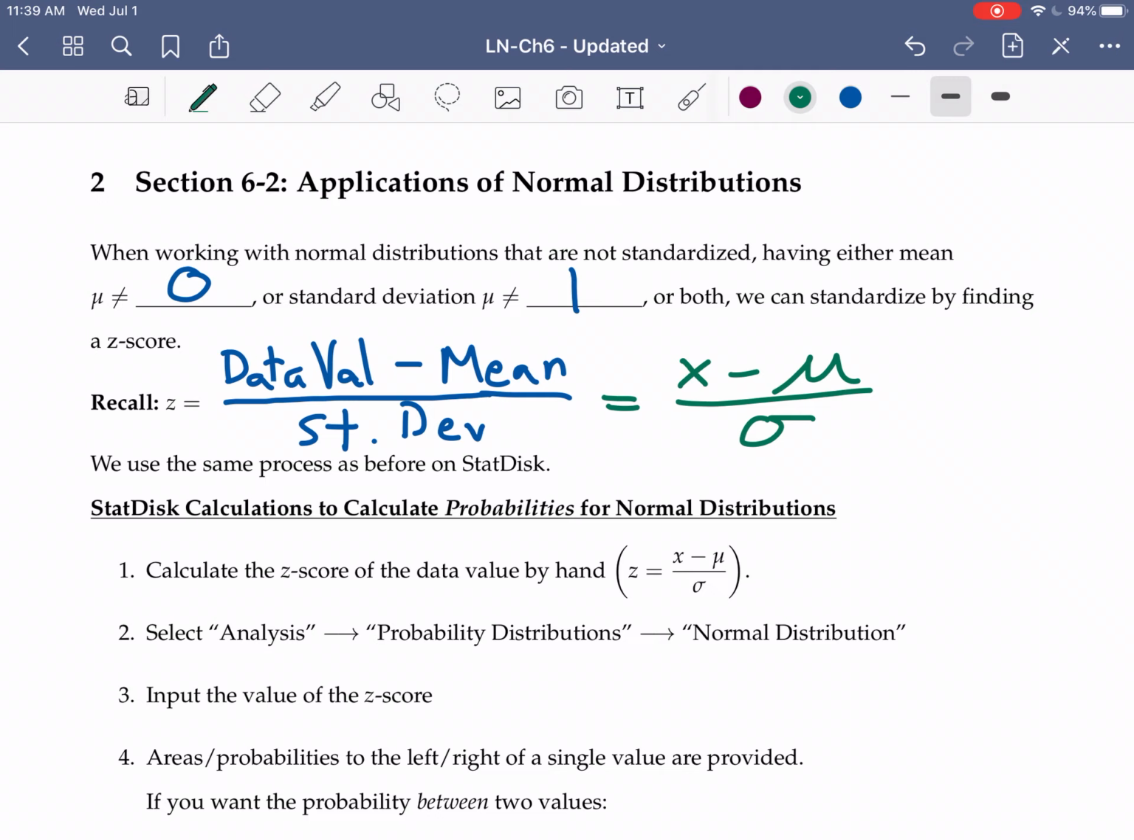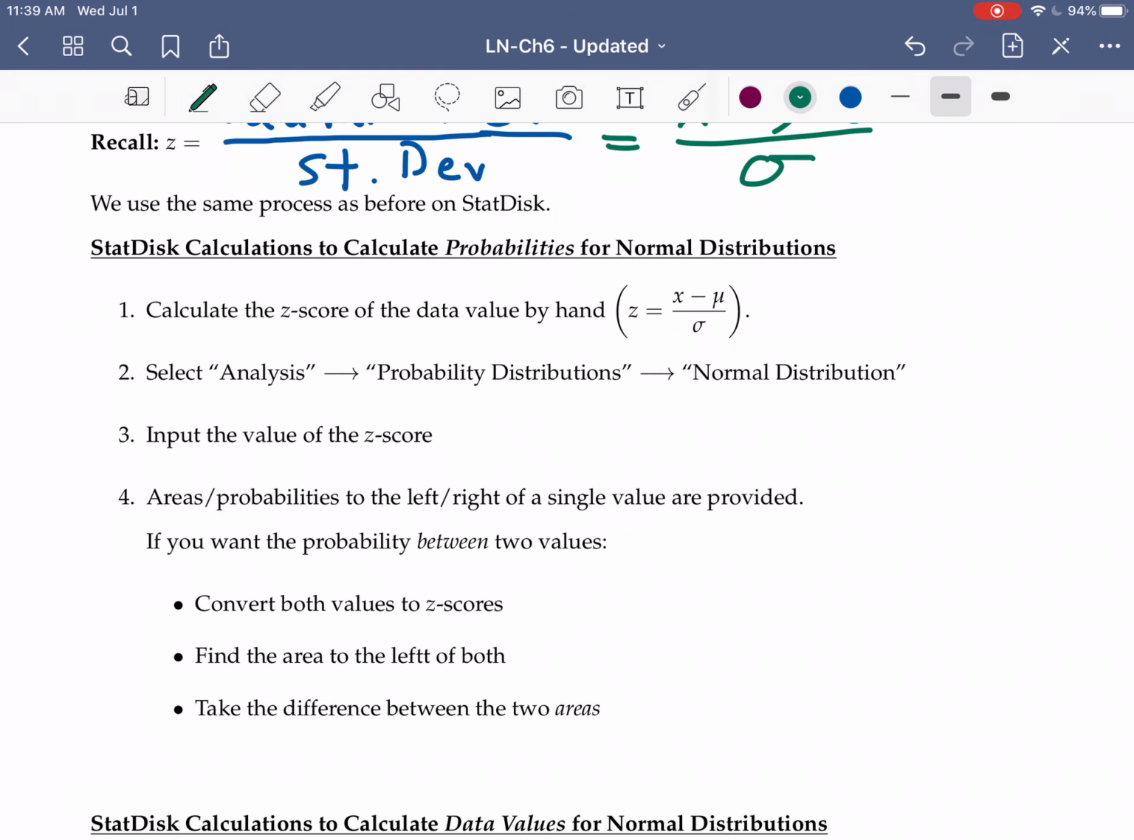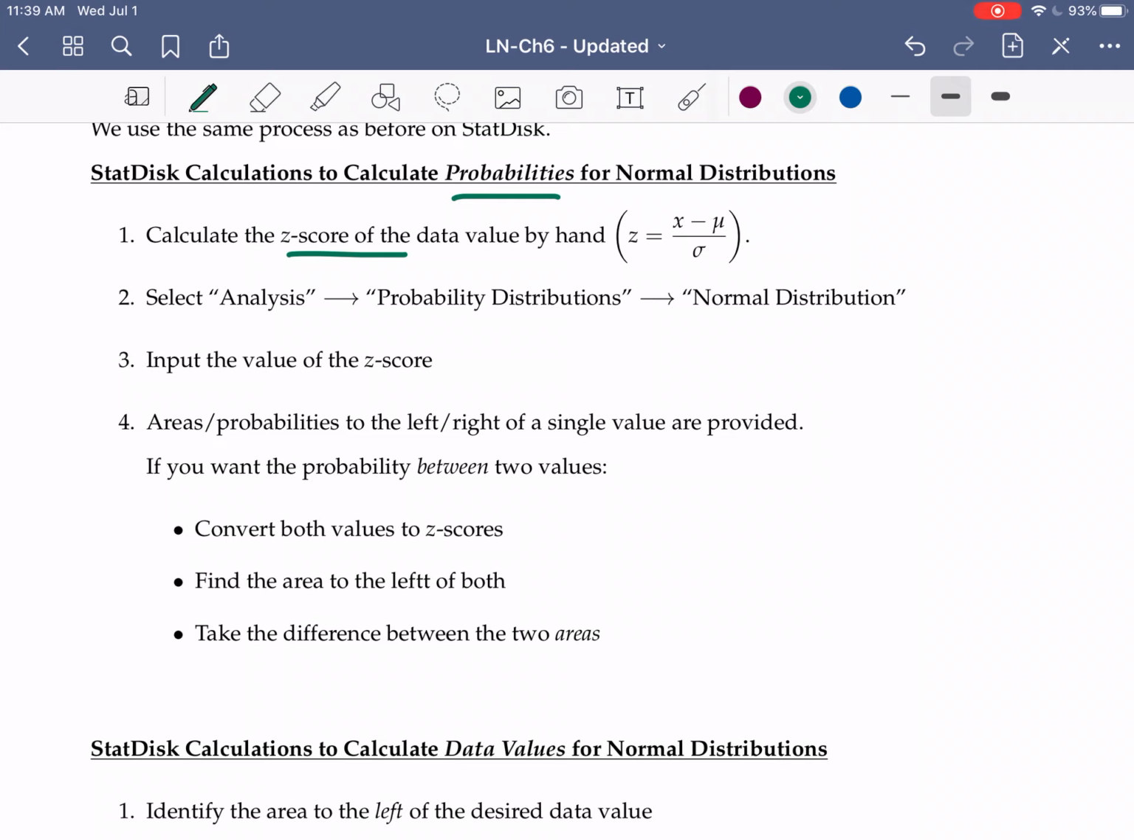We will use the same process that we had before when we use StatDisk. Again, StatDisk is an online program by Triola that's associated with the Triola series. If you are using his textbook, that is free to use at statdisk.org. And so we will go there. If we want to calculate a probability that's associated with a normal distribution, we will first take a data value and compute the z-score. We'll do that by hand. Then after we calculate that z-score, we'll go to StatDisk and we will go through a variety of steps. And it will spit back some values that we can read off.